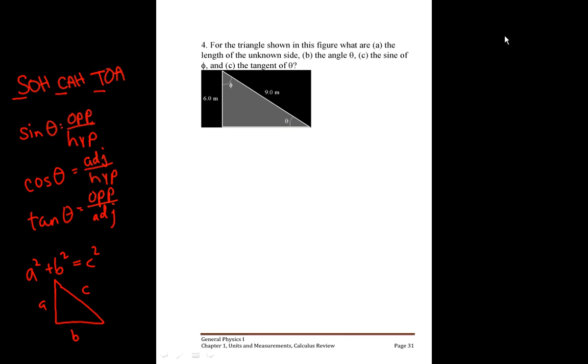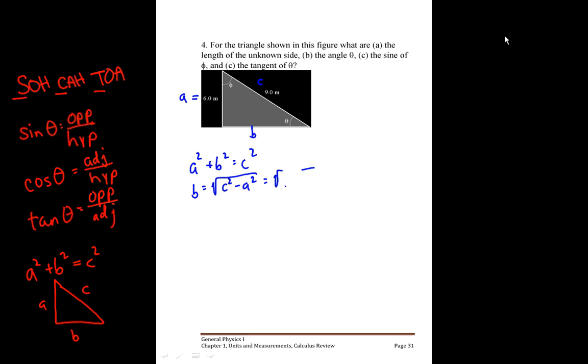All right. What is the length of the unknown side? In order to find the length of the unknown side, I'll call this B. We'll say this is side A, and then this is side C. To find B, we use the Pythagorean theorem. That is that a squared plus b squared equals c squared. So B is equal to the square root of c squared minus a squared. That's the square root of 9 squared.